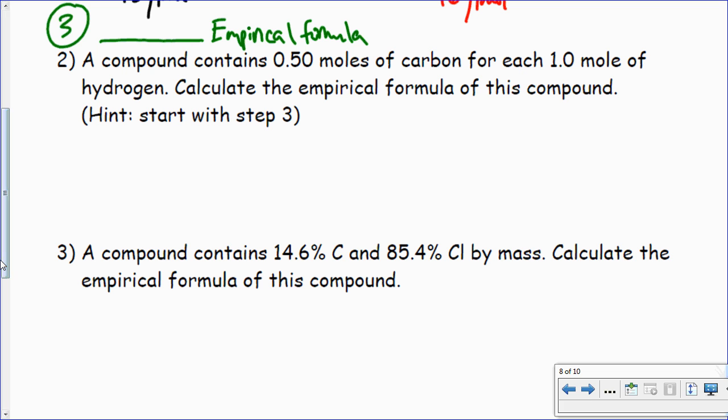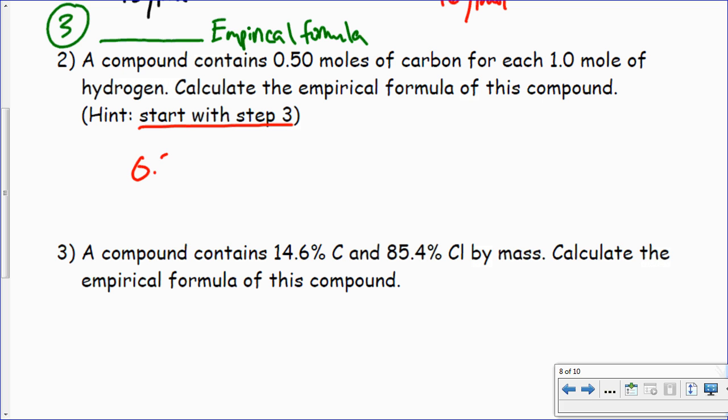Three-step problems. Follow the process. Convert the percentages to grams, then go from grams to moles, then divide the moles by the smallest mole number. You might start with different steps. In this case, you're going to start with step 3. Steps 1 and 2 have been done for you.